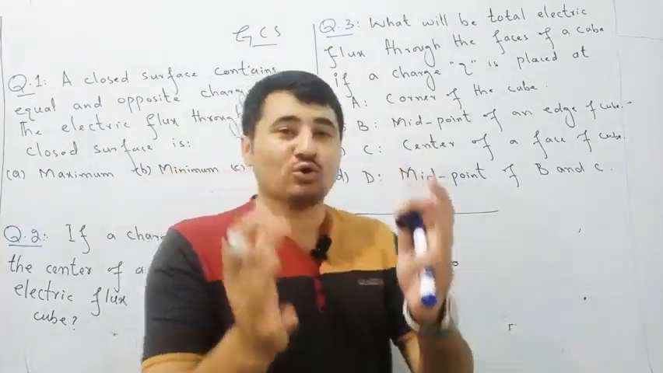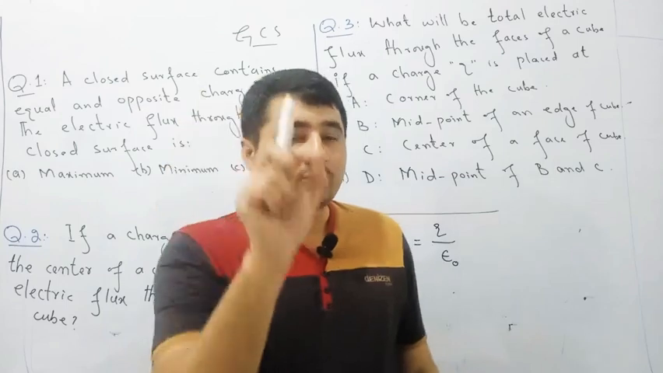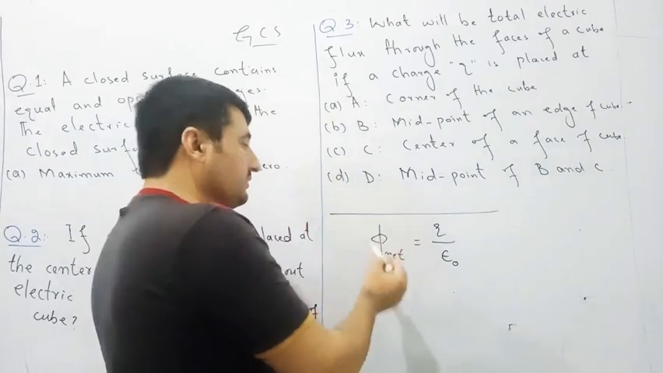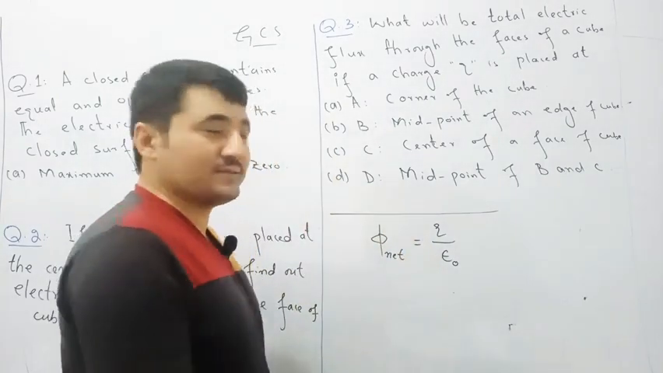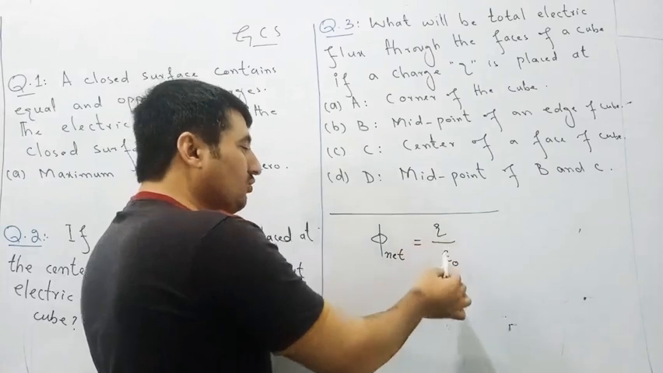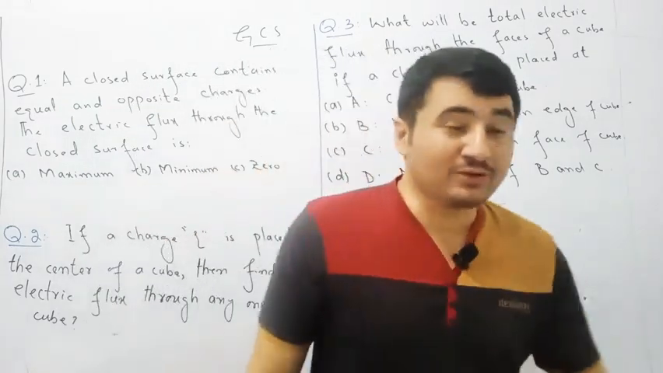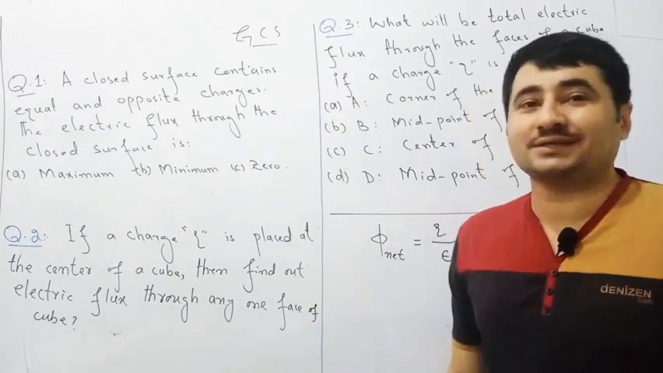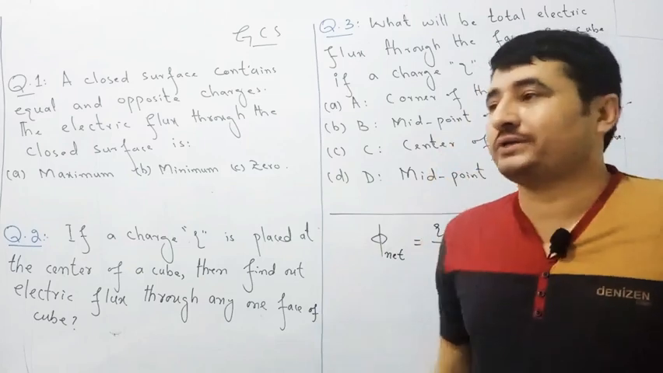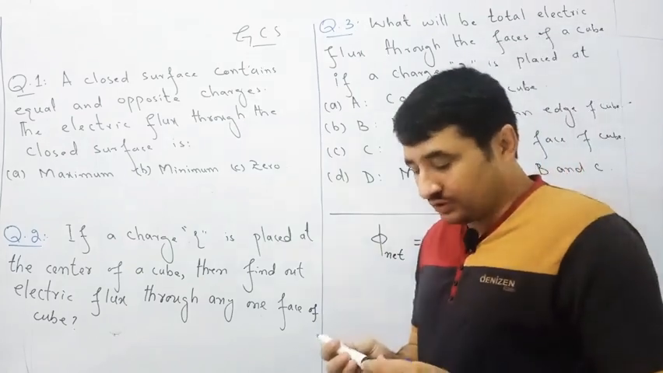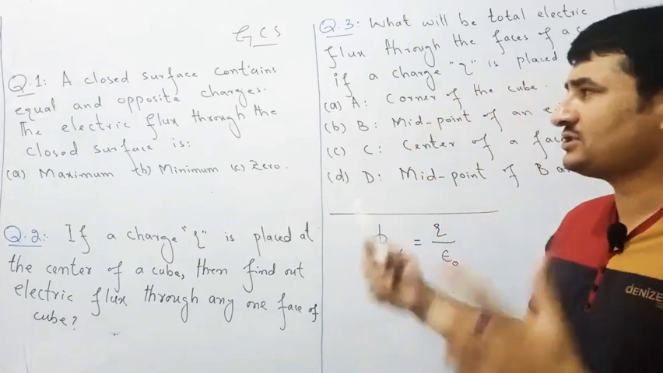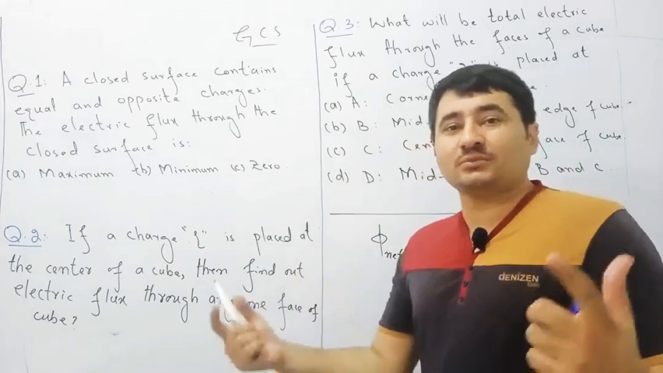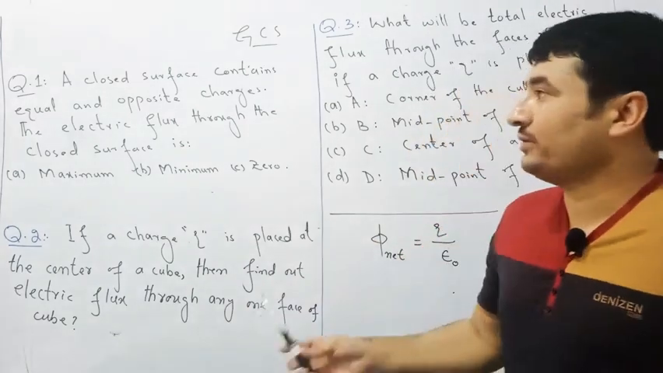So if you have any closed surface and there is a charge Q inside this surface, then how can we find out the electric flux through this surface? That is very simple, Q by epsilon naught. So today we will use Gauss's law, and I'm going to discuss some very important conceptual questions on Gauss's law. Some of the students have already asked many questions in the WhatsApp group or by email, so let me discuss it.